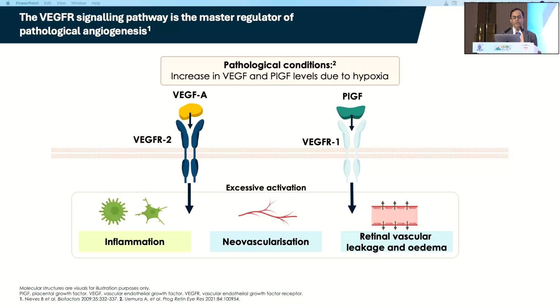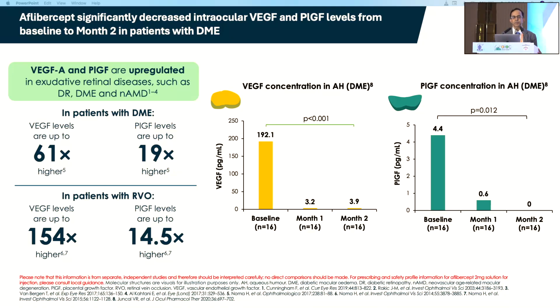The VEGF receptor signaling pathway is the master regulator of pathological angiogenesis. However, in pathological conditions, besides VEGF, PlGF levels are also increased due to hypoxia. This is a cartoon depicting how that happens. Aflibercept significantly decreased intraocular VEGF and PlGF levels from baseline to month 2 in patients with DME.